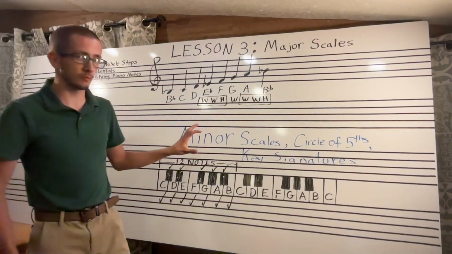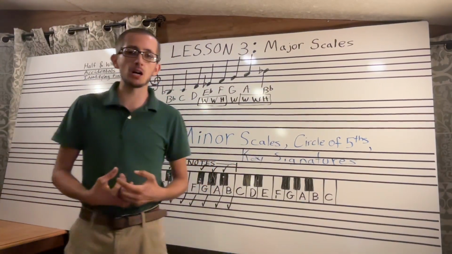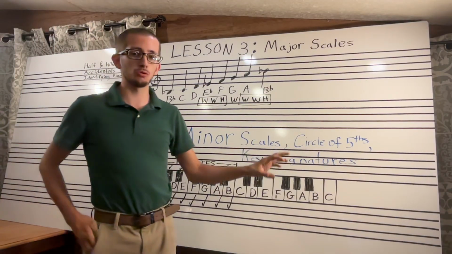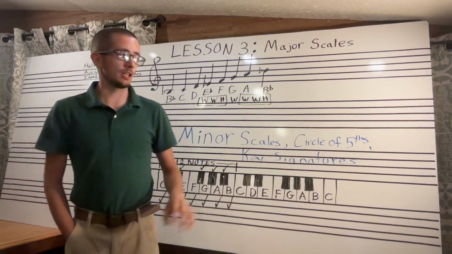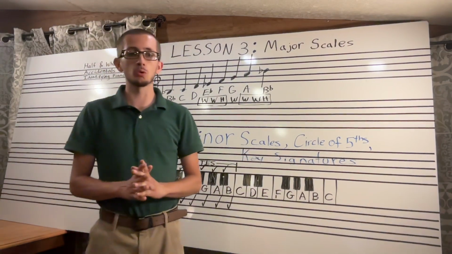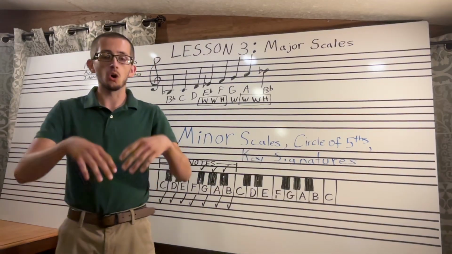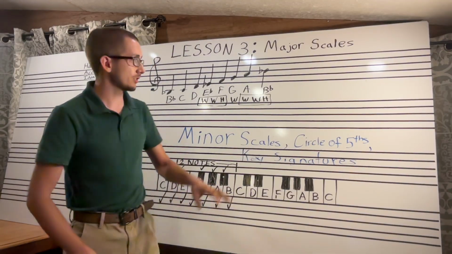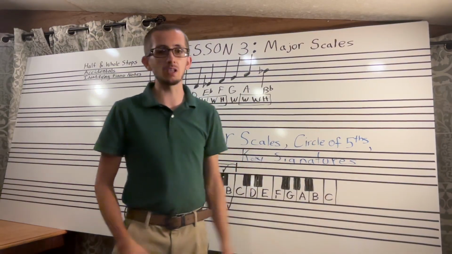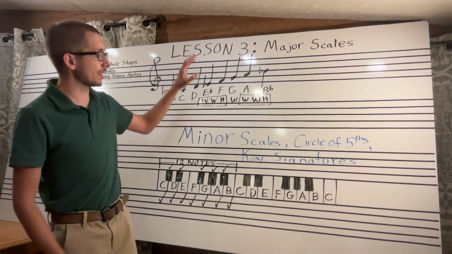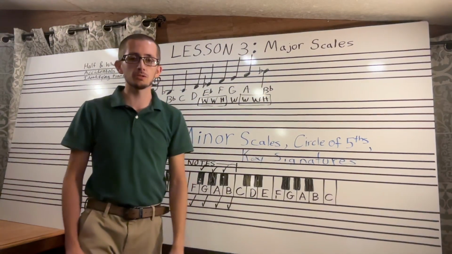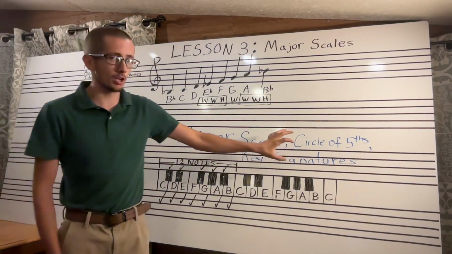To give you an idea of what the future lessons are going to be about, we're going to cover minor scales and then move into key signatures and the circle of fifths. The circle of fifths is a really good tool for navigating all of your keys and all of your scales as well. So the circle of fifths can help us with key signatures and with our major and minor scales. But that will cover lesson number 3 on major scales, and these topics will come in the near future.